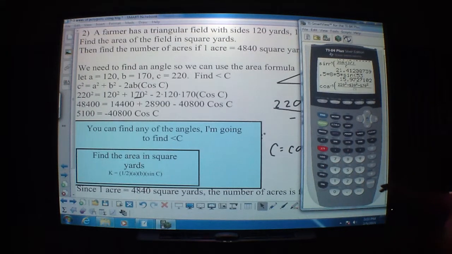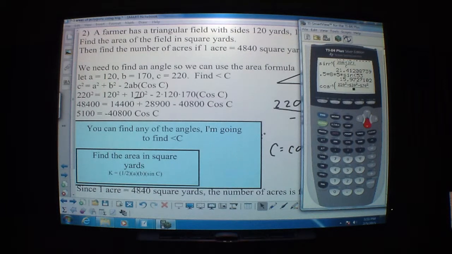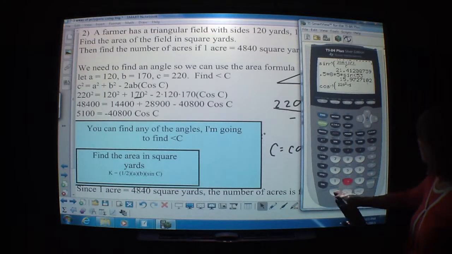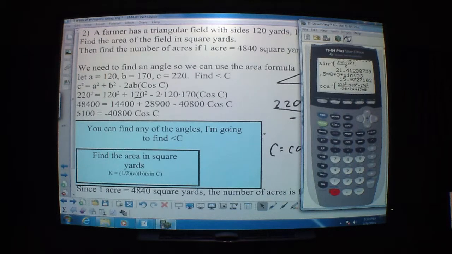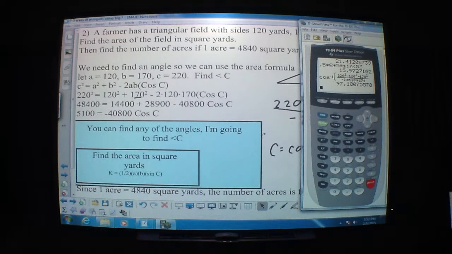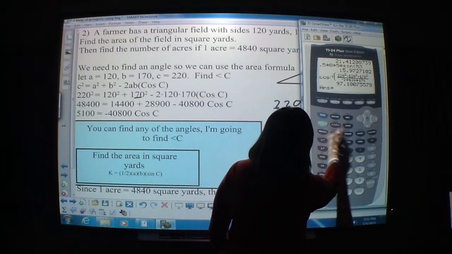In the denominator, I had -2 times 120 times 170. So I have the c squared minus a squared minus b squared divided by 2ab, and then I take the inverse cosine of that. And there you get 97.1. That is C. So I'm going to store it in C for now.